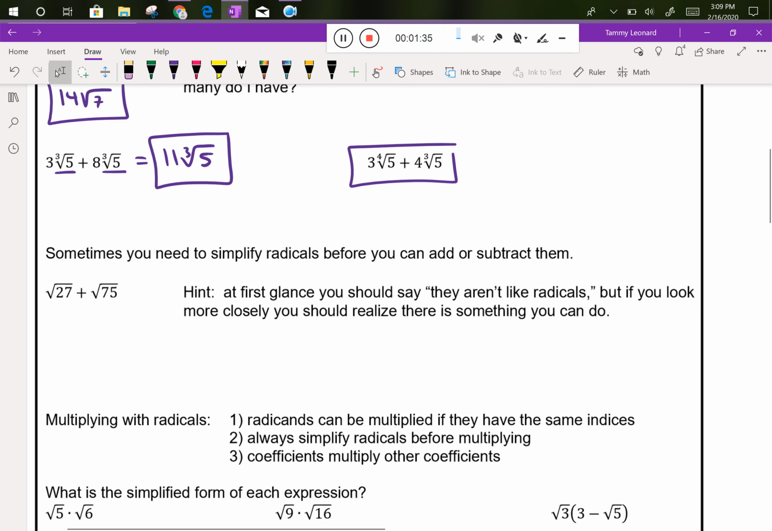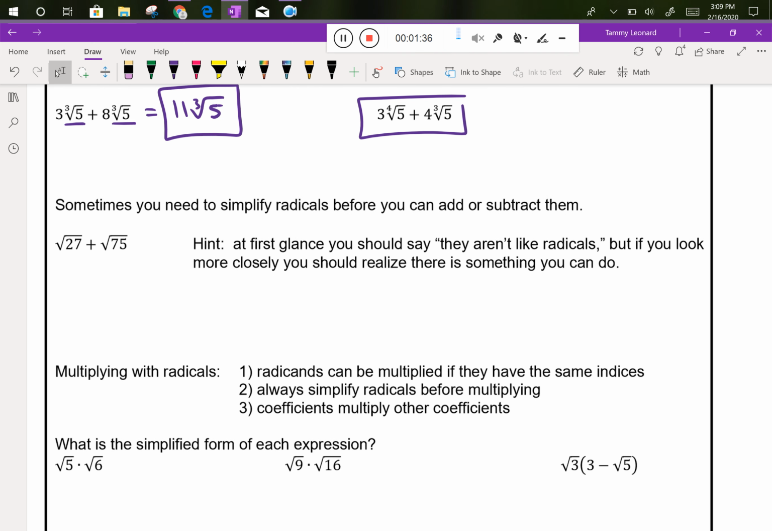Sometimes it looks at first like they're not going to be like radicals, but there's some work that I can do that could make them like radicals. So when I'm initially given this problem of the square root of 27 plus the square root of 75, I'm like, well, they're both square roots, but they have different radicands. I can't do that. But then I'm like, wait a minute. We've done the square root of 27 before. That's the square root of 9 times the square root of 3, or 3 root 3. I wonder if I can simplify radical of 75 the same way.